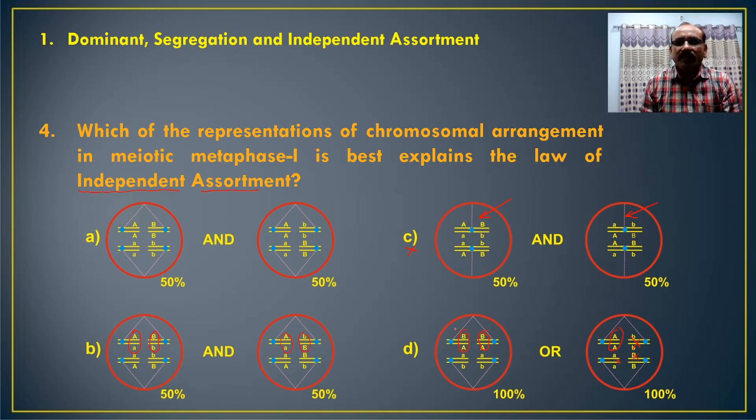Now in this way we can consider that even in B there is no possibility of the segregation of capital A, capital B, small a and small b, and it is not possible in the case of D either. But when we look at A, that is the capital A, it will separate, then capital B will again separate, and here also the small a will separate, and small b will also separate.